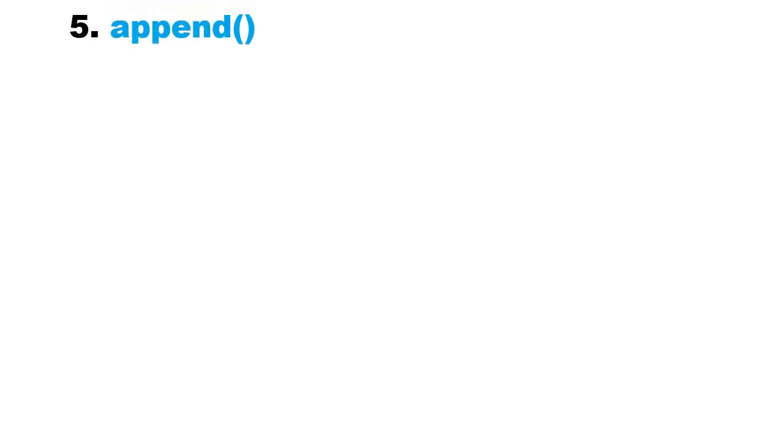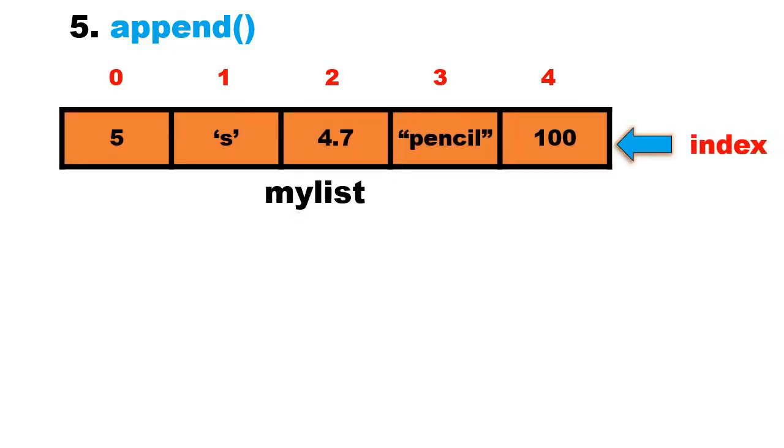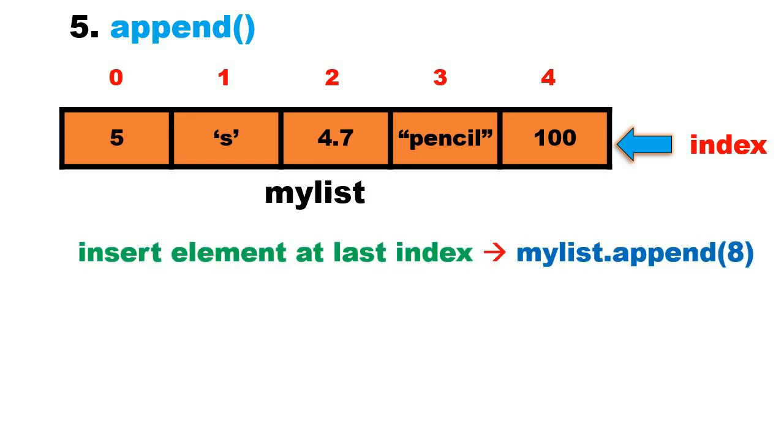Okay, next we are going to see append. So I have taken the same list, for example. Append is basically used to insert an element at the last. If I want to add any element to the list at the last, I can use append. So we have to give mylist dot append of the element.